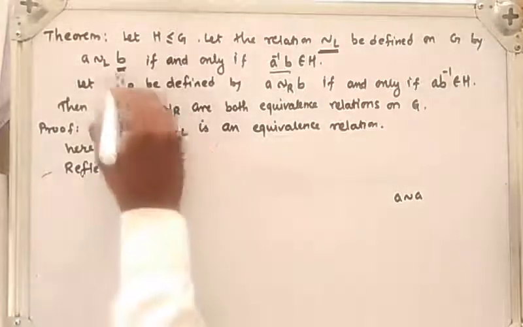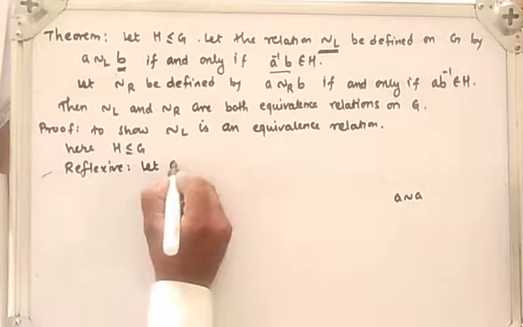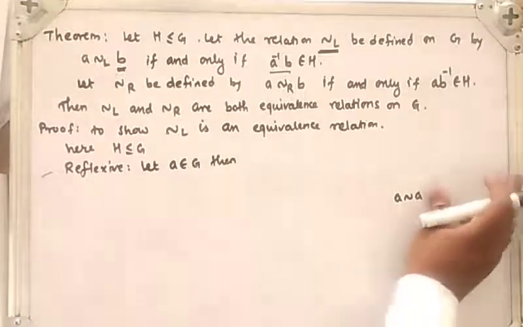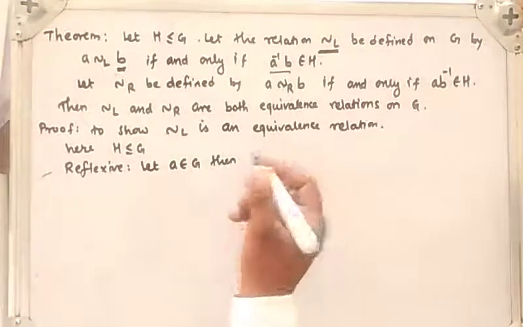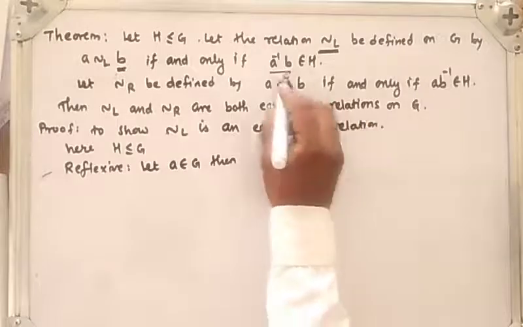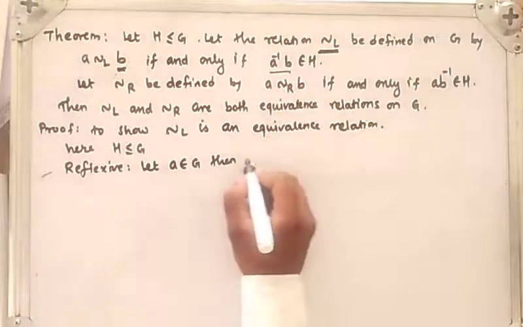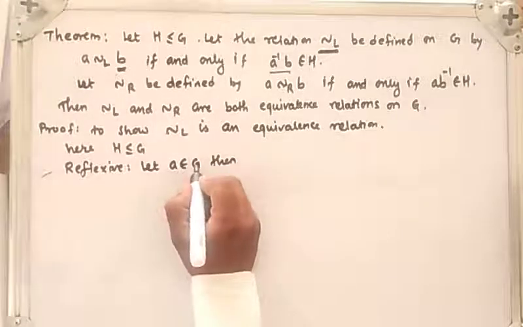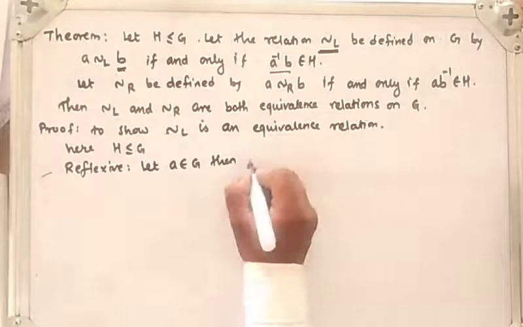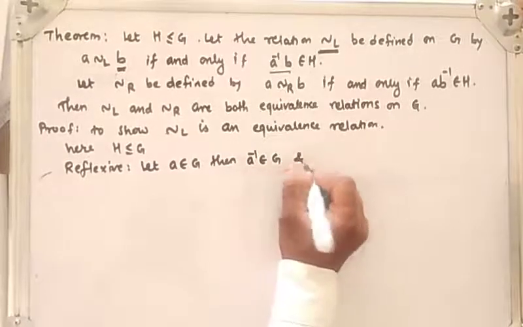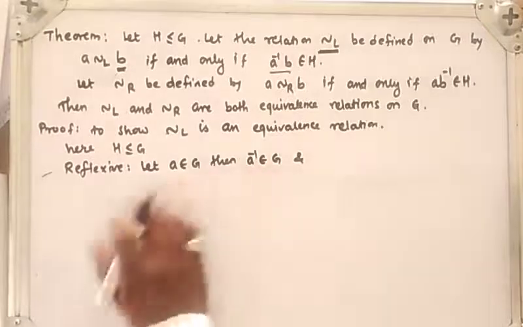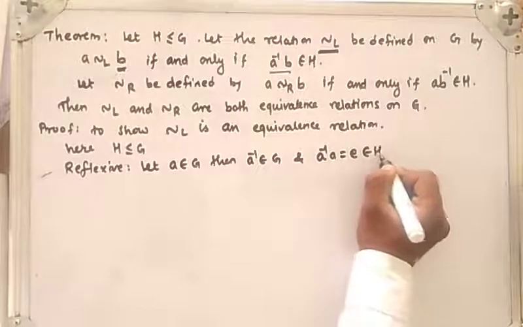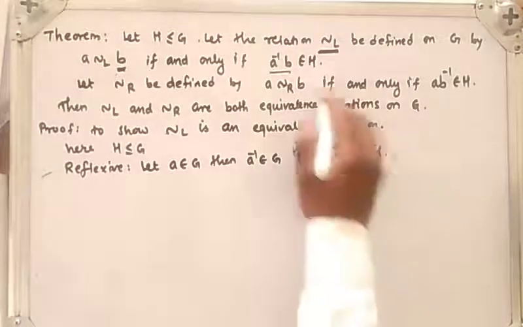Let A belong to G. Then we know that A inverse also belongs to G, and A inverse into A will be the identity. Since G is a group and H is a subgroup of G, A inverse also belongs to G, and G forms a group, so the closure property is satisfied. A inverse into A, which is the identity, also belongs to H.